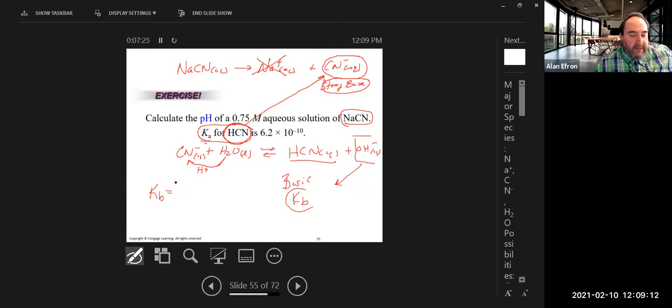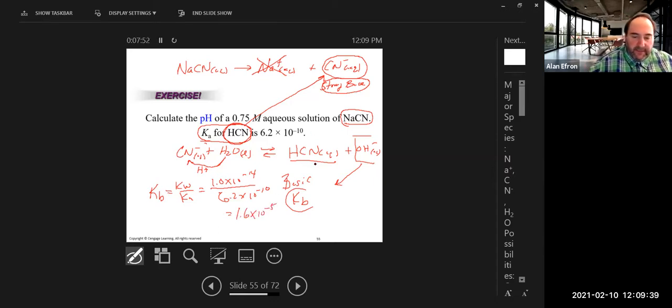So that Kb is going to be our Kw divided by Ka, which would be 1 times 10 to the minus 14 divided by our 6.2 times 10 to the minus 10. And that would get us a Kb value of 1.6 times 10 to the minus 5.